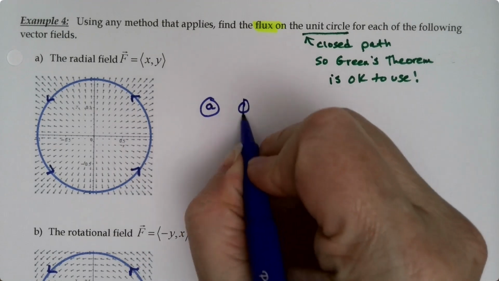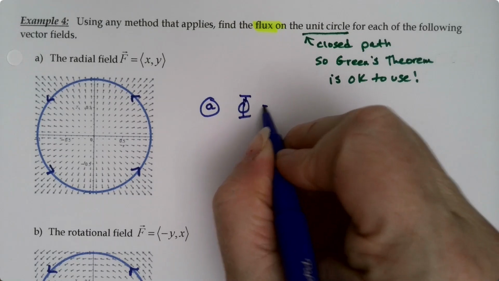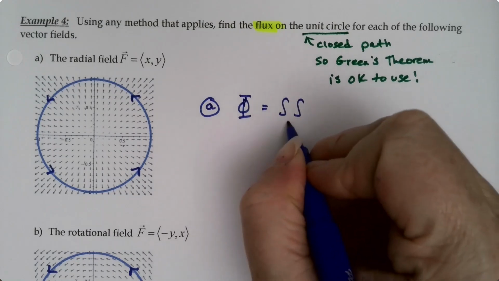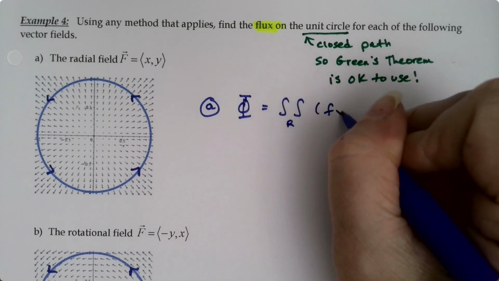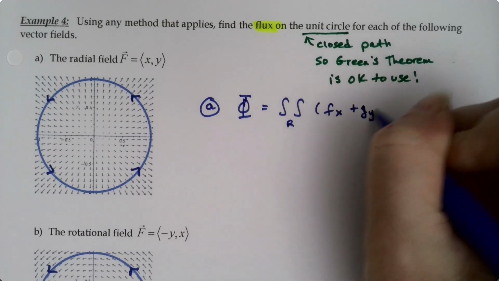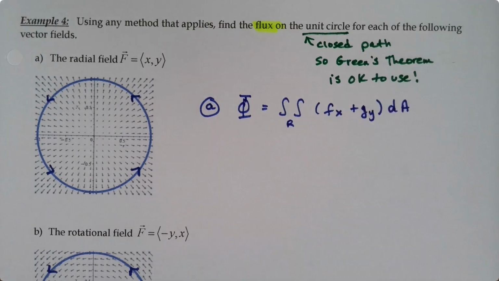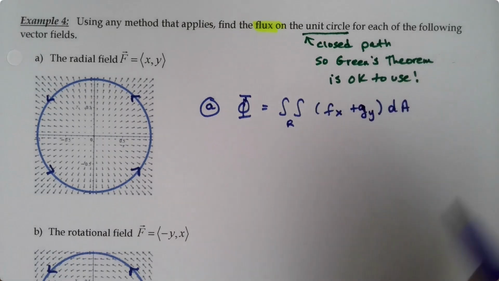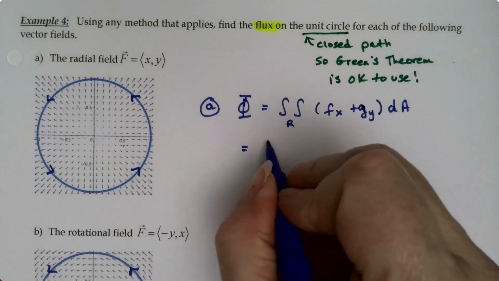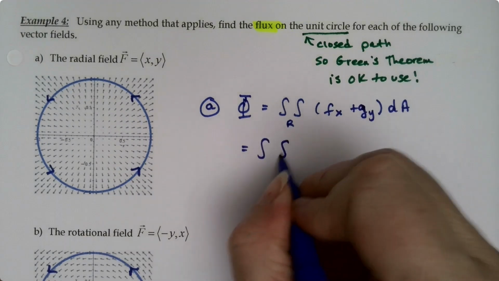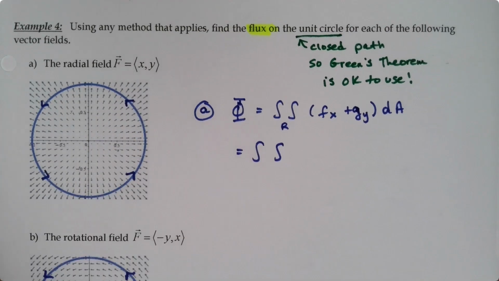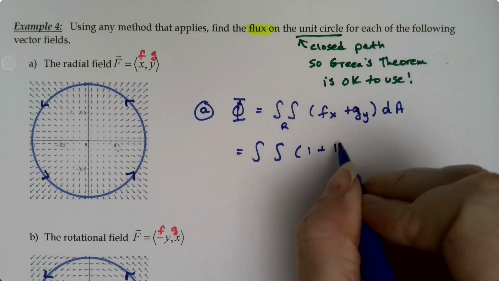So the flux, according to Green's theorem, would be equal to the double integral over the region of f sub x plus g sub y dA. All right, so what is f sub x? Remember this is our f now for this particular problem, and this is our g. Okay, so f would be x, so the derivative of f with respect to x would be 1. So that's 1 plus 1.